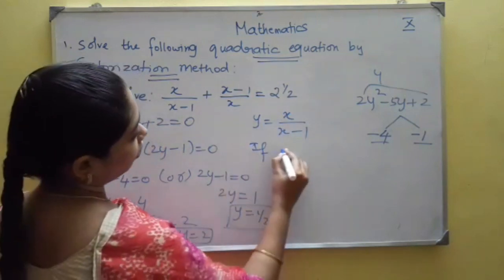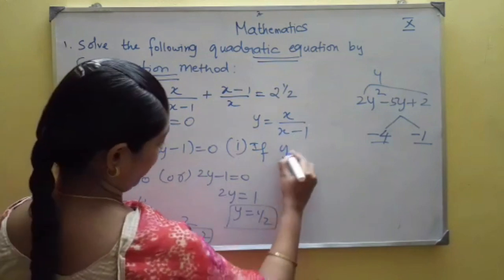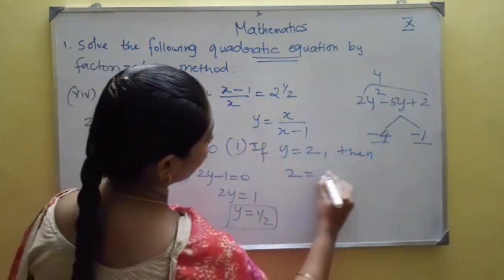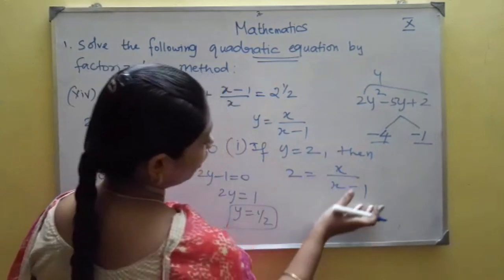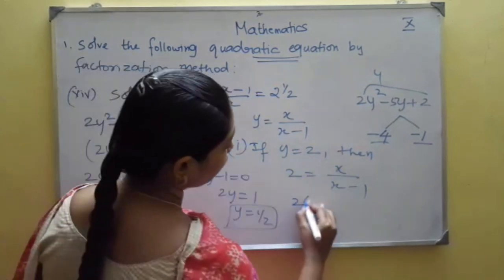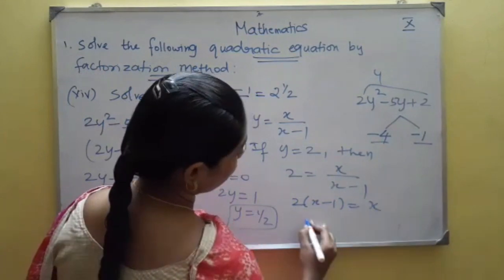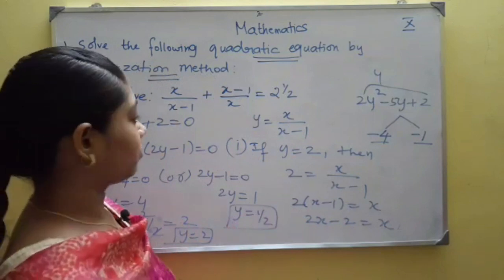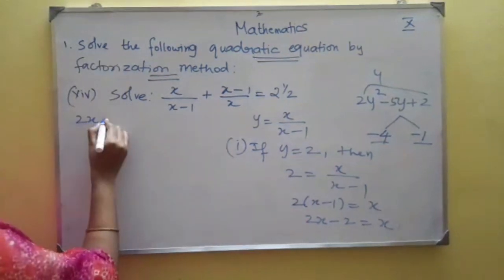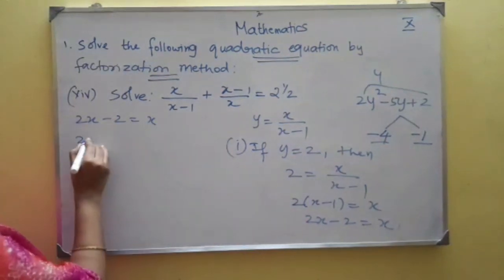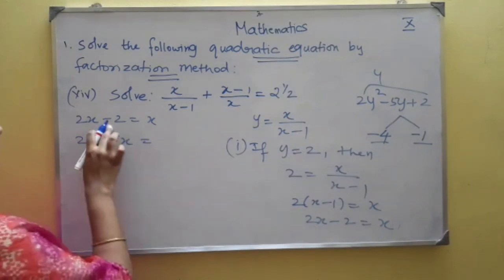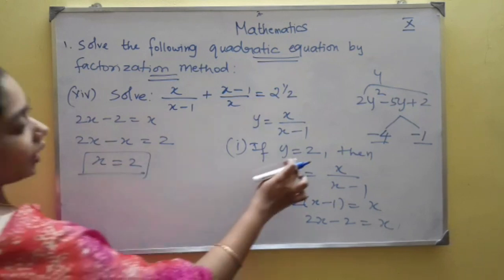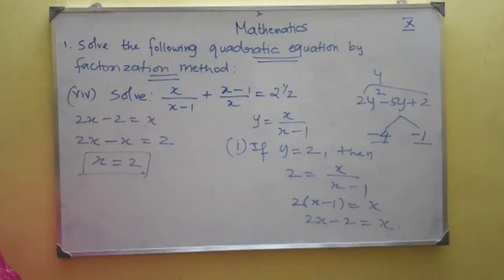Case 1: if y equal to 2, then substituting the value 2 here, 2 equal to x by x minus 1. Now take this denominator to the left hand side, you will get 2 into x minus 1 equal to x. Now this is 2x minus 2 equal to x. Take this x to this side, minus x, and the minus 2 to the right hand side, so x equal to 2. So for one case I got the value x is equal to 2.